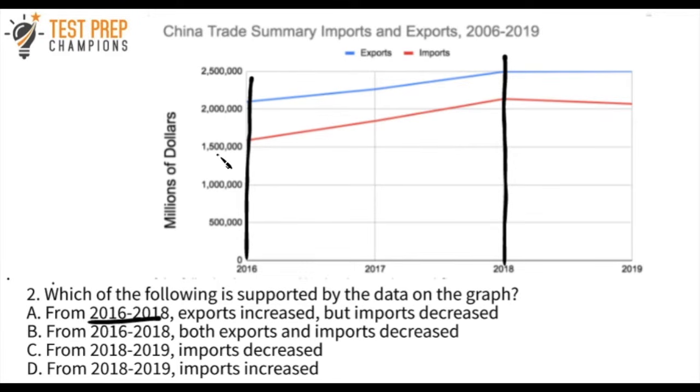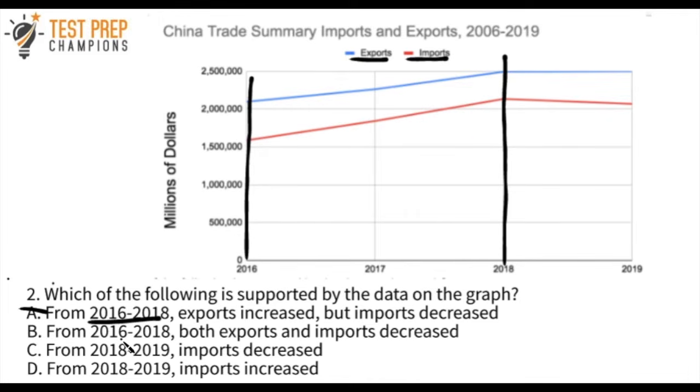So just in between these two black lines. We know that the blue line is our exports, and that red is our imports. So we want to look at the general direction of both of these lines. The line for exports is going up, and the line for imports is also going up. So both imports and exports were increasing during this time, so A is false.